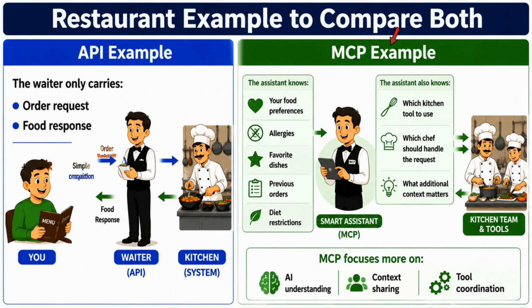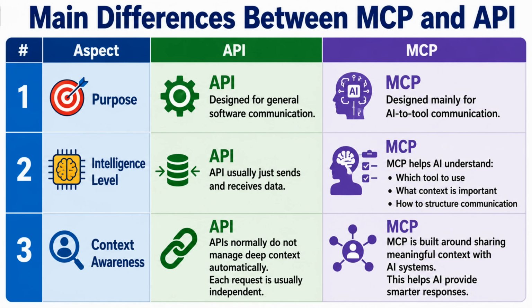MCP focuses more on AI understanding, context sharing, and tool coordination. Main differences between MCP and API. First one, purpose. APIs are designed for general software communication. MCP is designed mainly for AI to tool communication. Second one, intelligence level. APIs usually just send and receive data. MCP helps AI understand which tool to use, what context is important, and how communication should be structured.